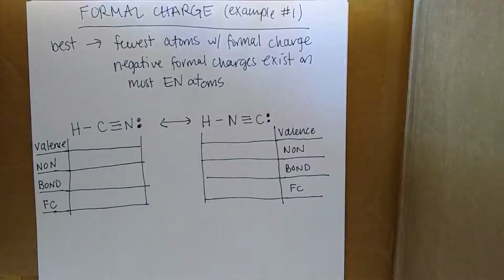Okay, so in the last video, I introduced this concept of formal charge, and I told you that it was a way that we were going to be able to determine the best, lowest-energy structure when there are multiple structures that exist. So now I'm going to show you an example of how to do that.